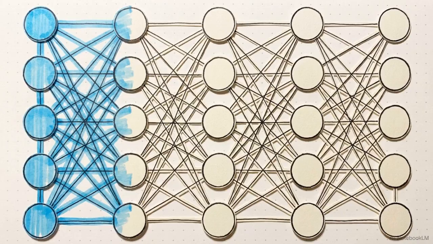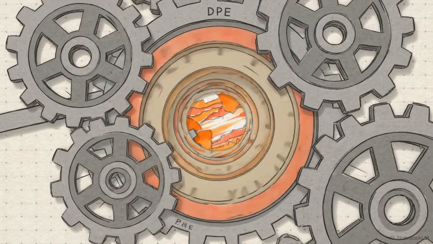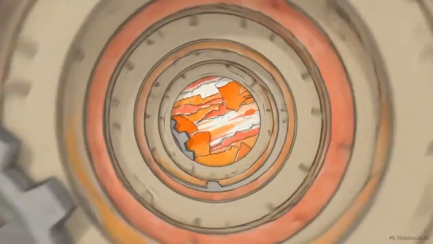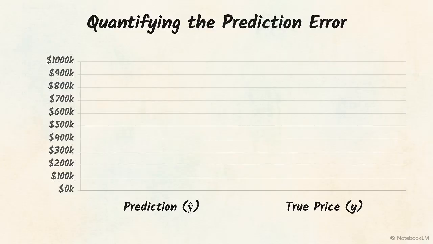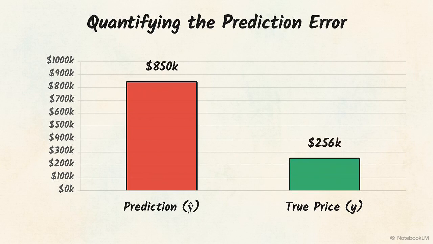During what we call the forward pass, we feed our housing data into this untrained network. The data flows forward, passing through all those randomized dials, and naturally spits out a wildly incorrect price. This bar chart shows exactly how we handle that failure. We take the network's bad prediction and compare it against the actual true price.